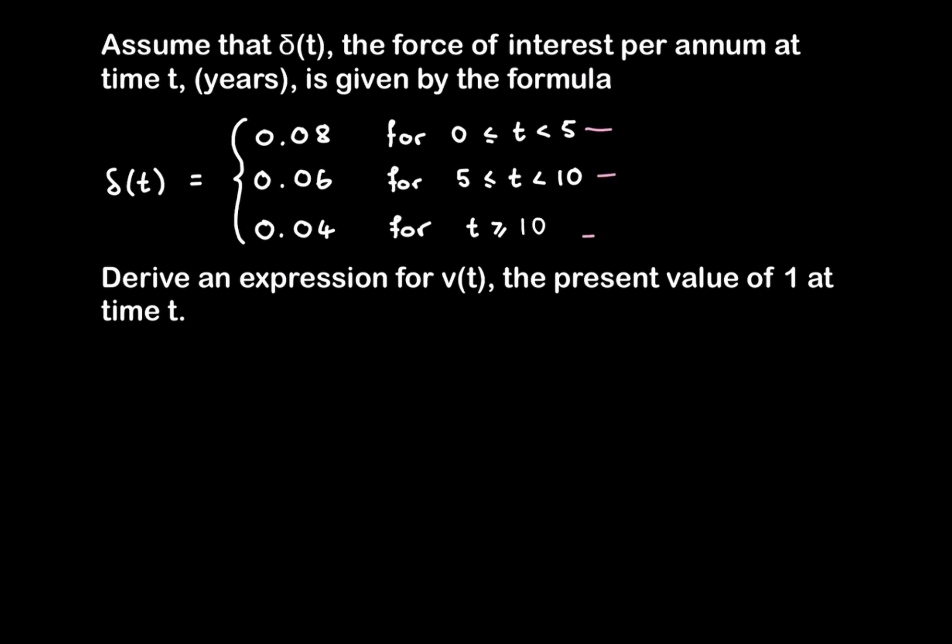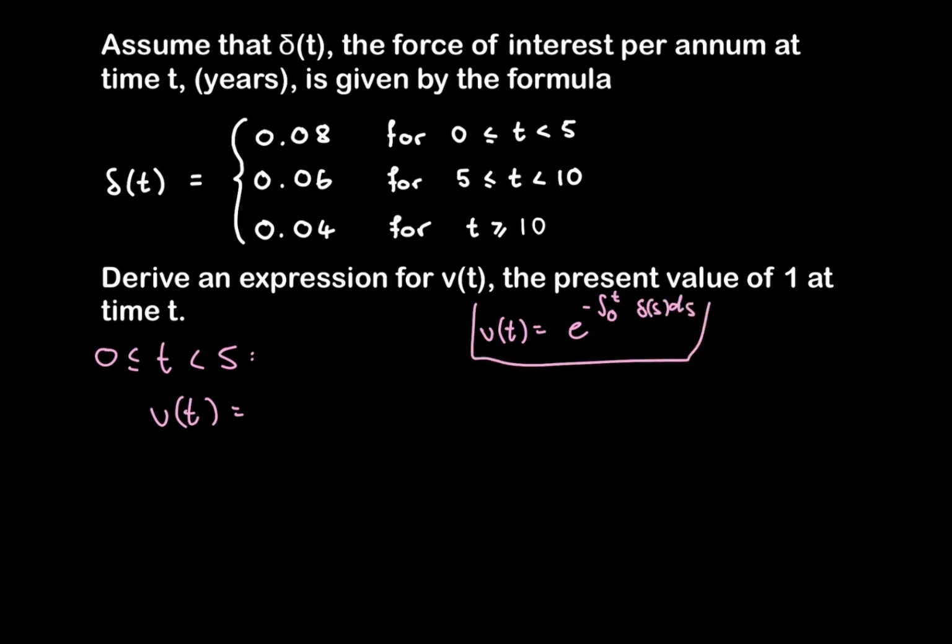Okay, so how do we go about doing this? Well, we have 3 different time periods here. So we're going to need 3 different calculations for v of t. Okay, so let's first deal with this time period from 0 to 5. Well, v of t, remember earlier we said v of t is equal to e to the negative integral from 0 to t of delta s ds. Okay, now that's important just to note.